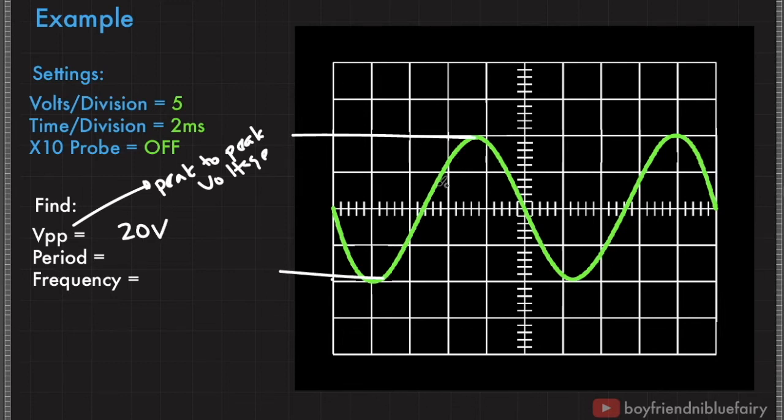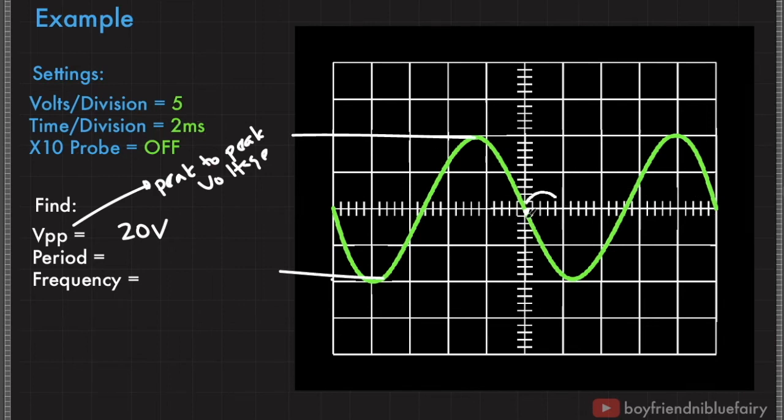Next, for the period, I could just start at the origin and then this is one complete wave cycle. This is the length I'm looking for. The horizontal axis refers to time. Then I'll just count the number of divisions of this length and then multiply it with the time per division.